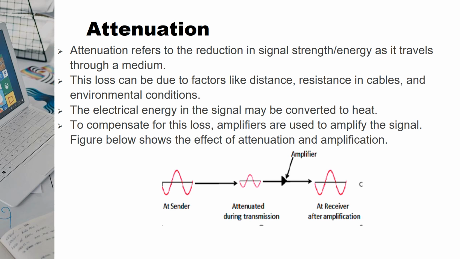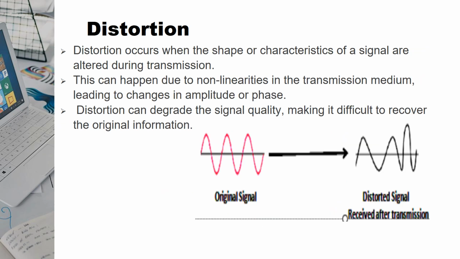And you can see the diagram on our screen that there is a center here, and this is the attenuated message in the middle, and then an amplifier, and then a receiver after amplification. And you can see after amplification, the message from the sender and the receiver are the same. So this is the way to amplify the signal to compensate for the loss.